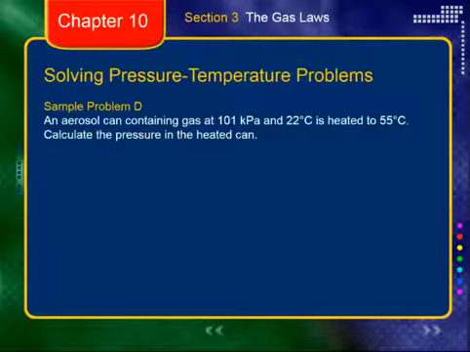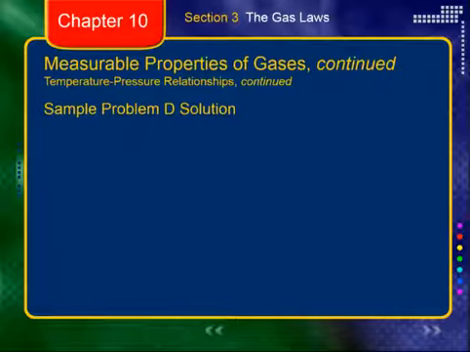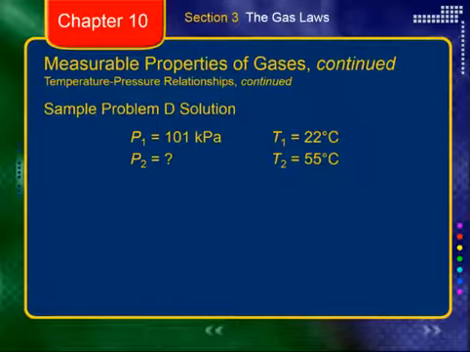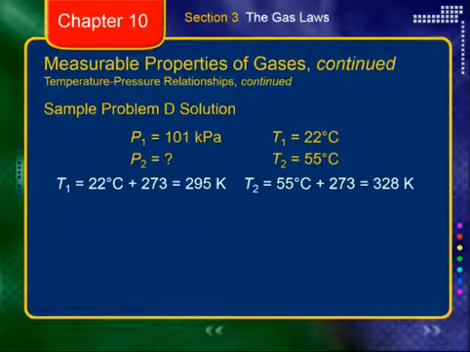An aerosol can containing gas at 101 kilopascals and 22 degrees Celsius is heated to 55 degrees Celsius. Calculate the pressure in the heated can. Now, before we really get into the calculations, I want to point out that all these temperatures here are in degrees Celsius. And in our definitions, we're talking about absolute temperature. These have to be on the Kelvin scale.